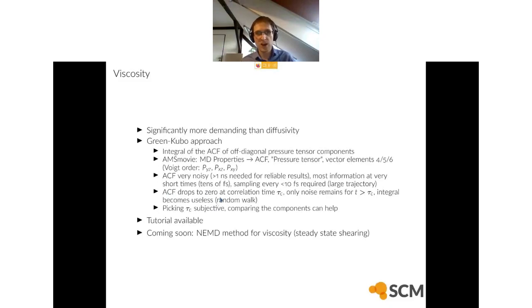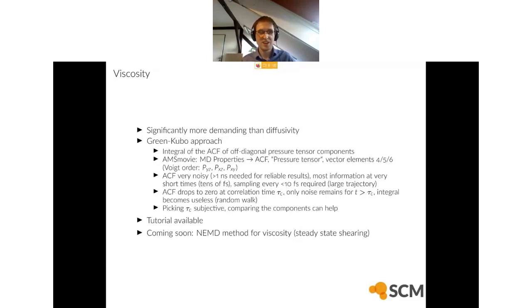The autocorrelation function will eventually drop to 0 at around the correlation time, and then what follows is only noise. This means that the integral from that point on becomes fairly useless, because it's just a random walk, just an integral of the random noise. So you need to pick a correlation time value where to cut the integral to get reasonable results. This choice is always subjective.